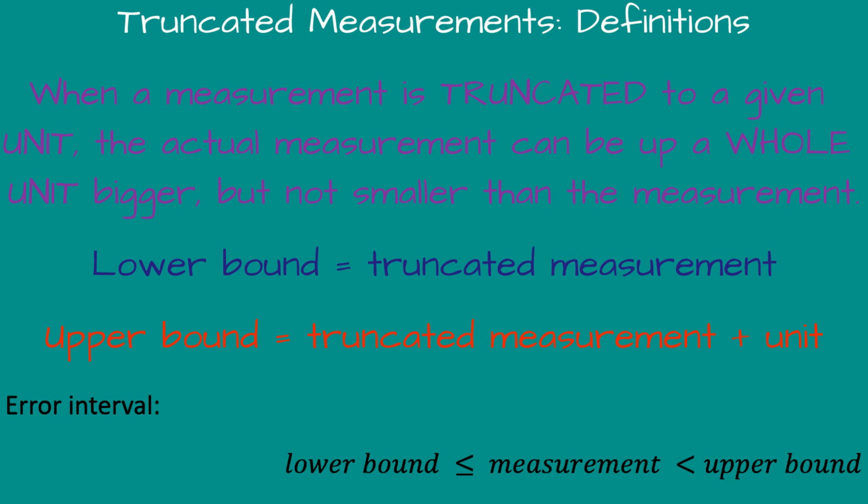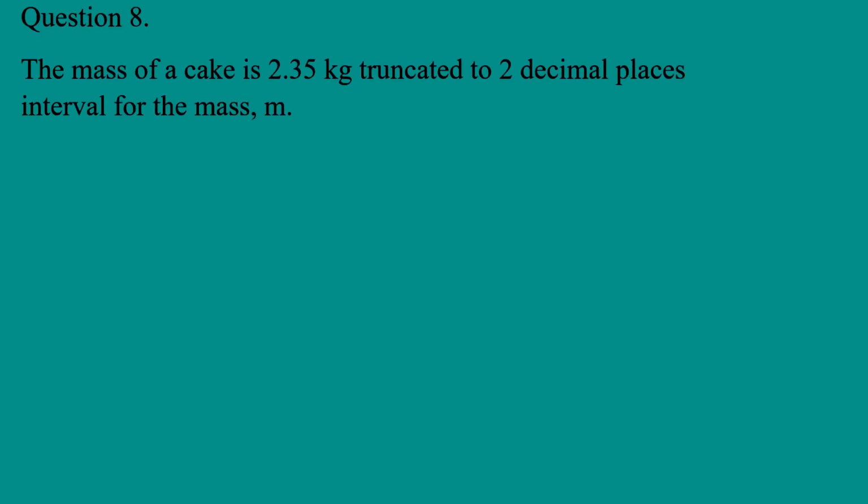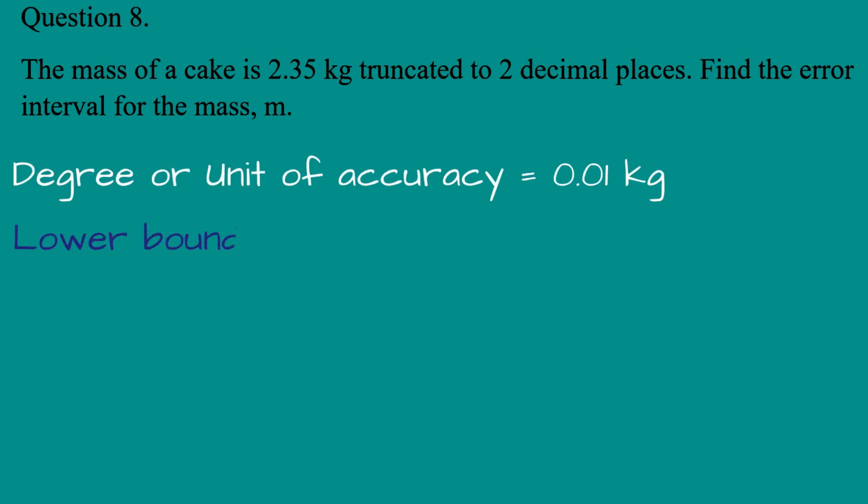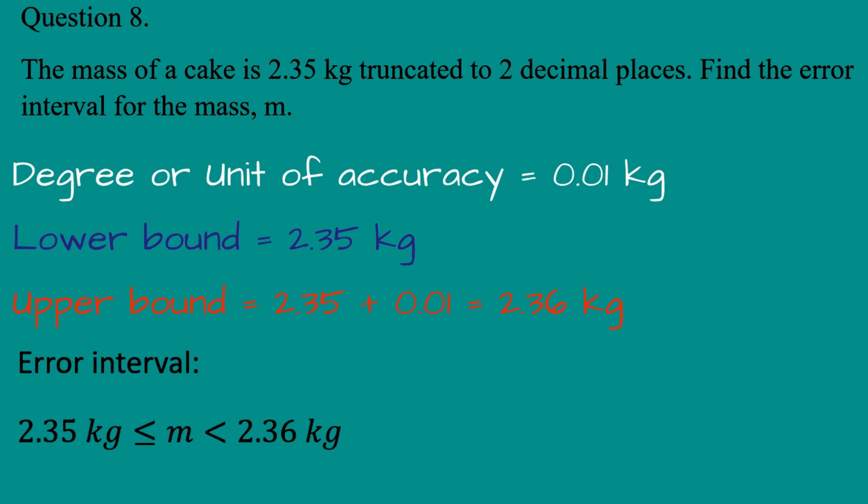Let's do a few worked examples. In question 8, the mass of a cake, m, has been truncated to 2 decimal places, so the unit of accuracy is 0.01 kilogram. The lower bound is equal to the truncated measurement, 2.35 kilograms. The upper bound is the truncated measurement, 2.35 kilograms, plus the unit of accuracy, 0.01 kilograms, which gives 2.36 kilograms. The error interval is the inequality, m is greater than or equal to 2.35 kilograms and less than 2.36 kilograms.